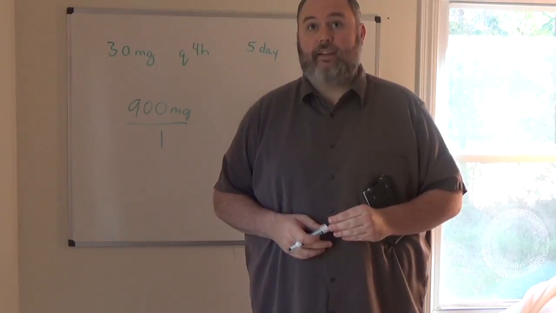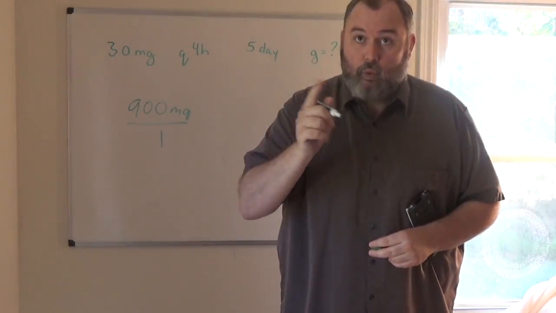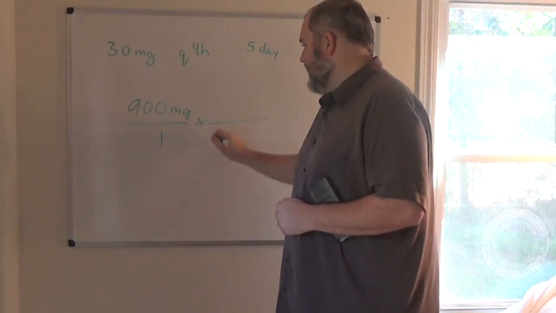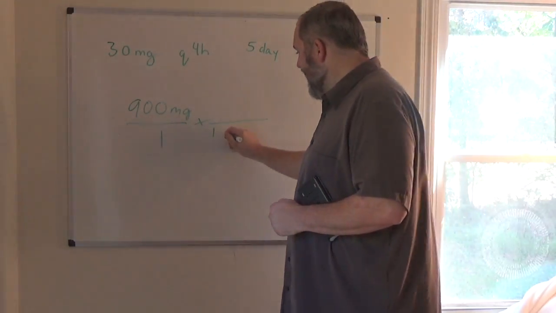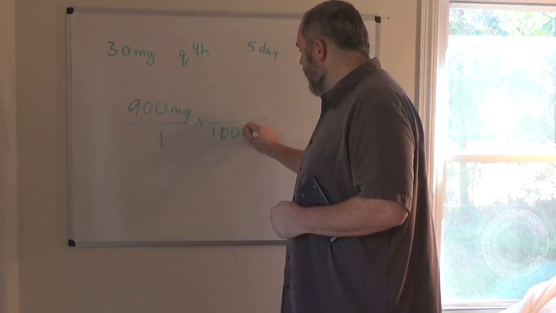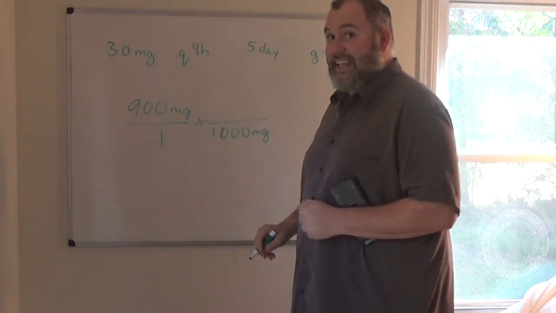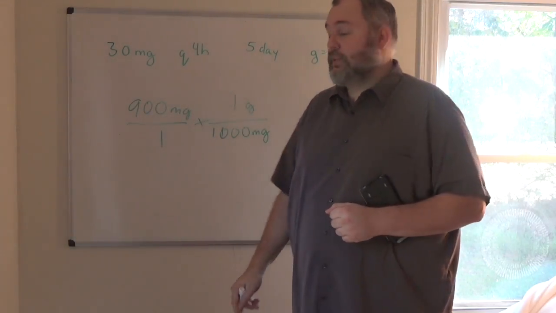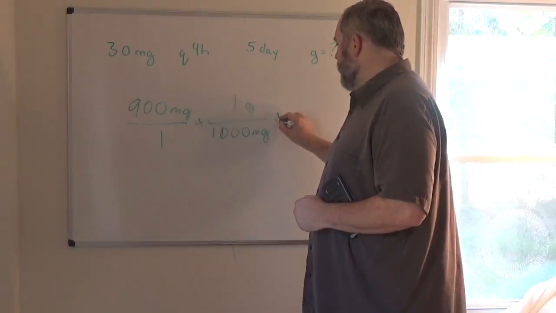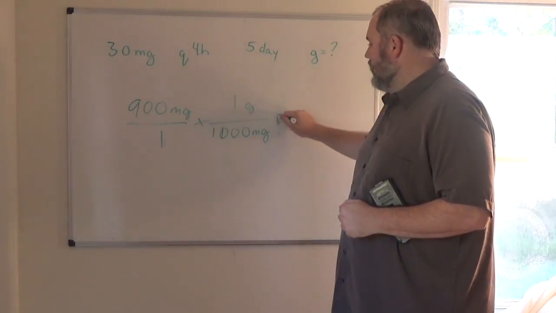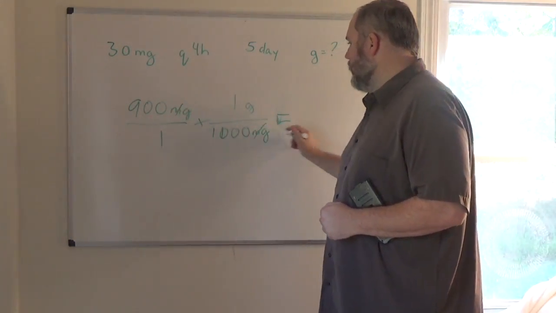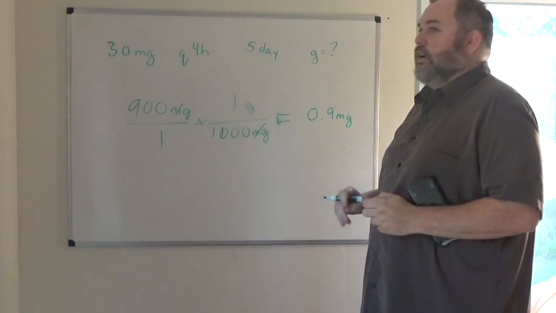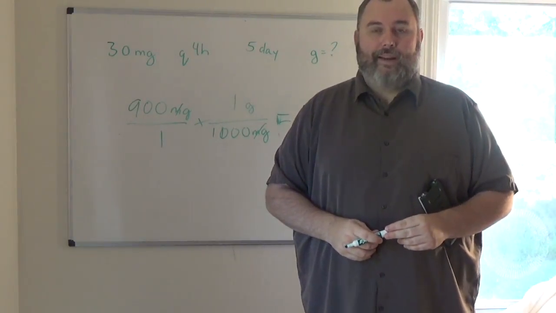Hopefully you found it, and you found out that there was only one. Okay? You should know that it takes 1,000 milligrams to get 1 gram. All right? Now, when you work this all the way out, your milligrams cancel and you get 0.9 grams. Okay? That's one way of doing it.